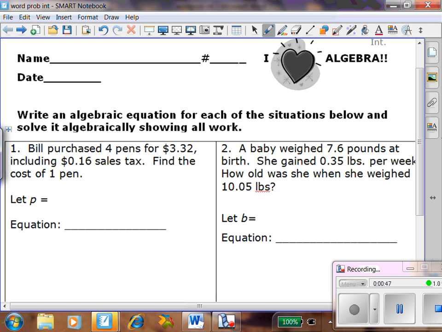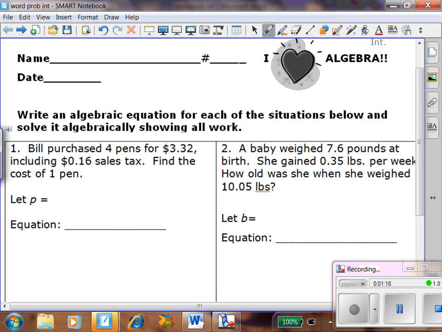It says, Bill purchased 4 pens for $3.32, including 16 cents sales tax. Find the cost of 1 pen. So on each of these, I've set up 2 things for you. First, you need to write out what the variable stands for. And I mean write it out in words. So that variable is going to stand for whatever it is that you're looking for. In this case, the question is asking us to find the cost of 1 pen.